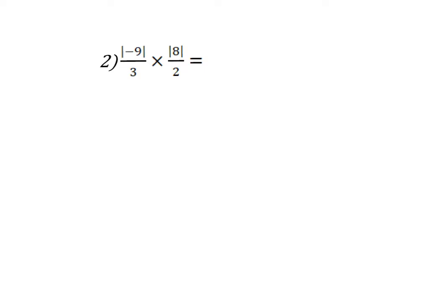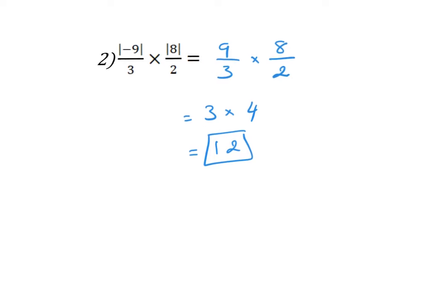That's going to be the answer. For question number two, we get the absolute value of -9 divided by 3 times the absolute value of 8 divided by 2. So let's remove the absolute value, right? So it's going to be 9 over 3 times the absolute value of 8, which will be 8 over 2, right? Well, 9 divided by 3 is 3, and 8 divided by 2 is 4, and the answer is 12.